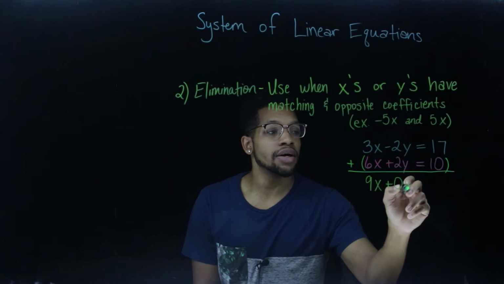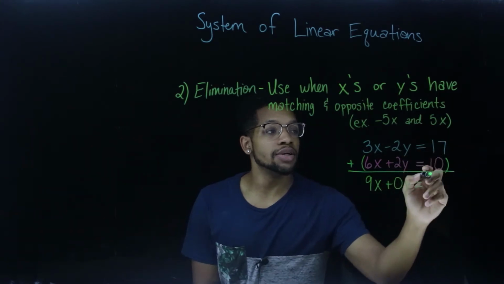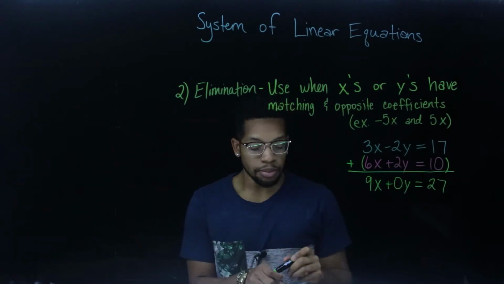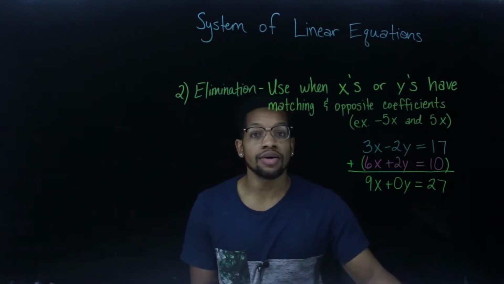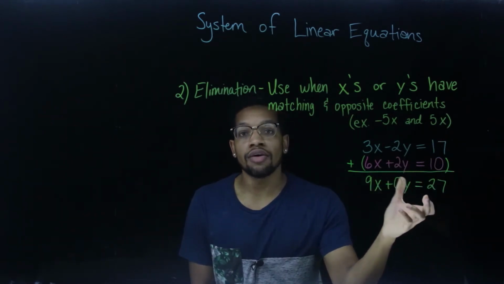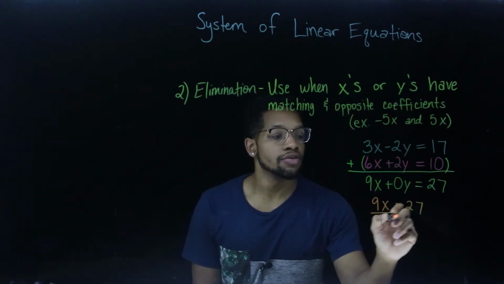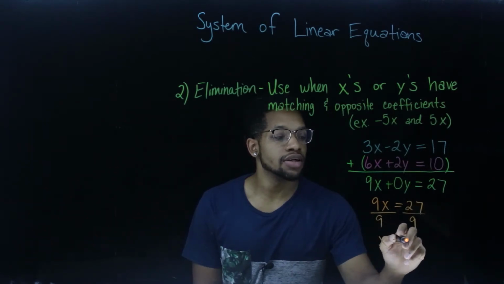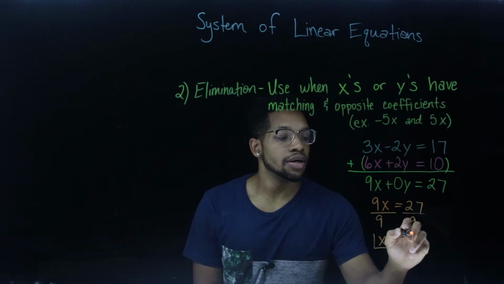It's just 0y. And then 17 plus 10 is going to give you 27. Now, because the y's canceled out, you now only have one variable in one equation, so we can solve for x. Just like a regular algebra problem, one step, divide by 9 on both sides, x is going to equal 3.